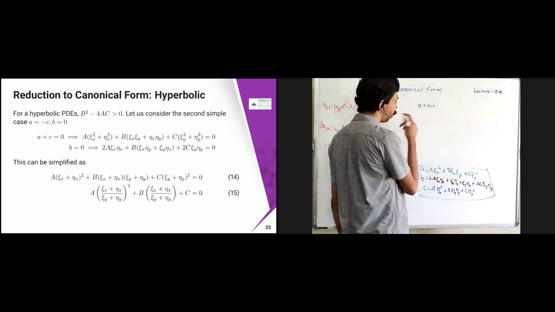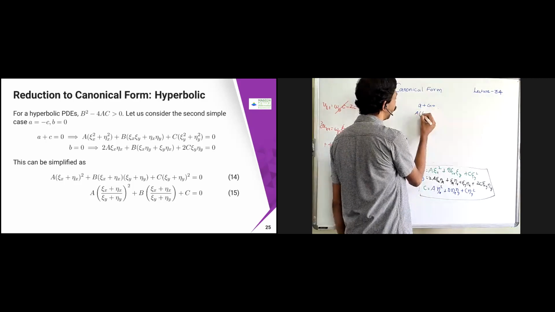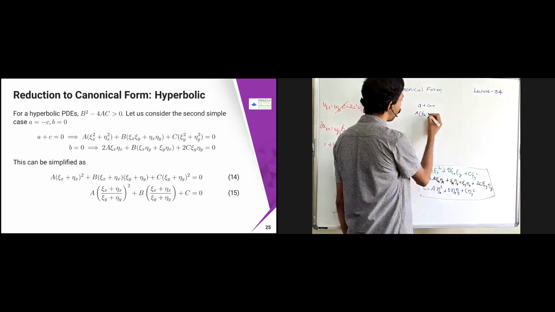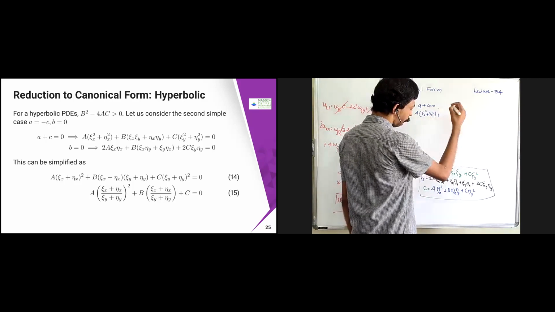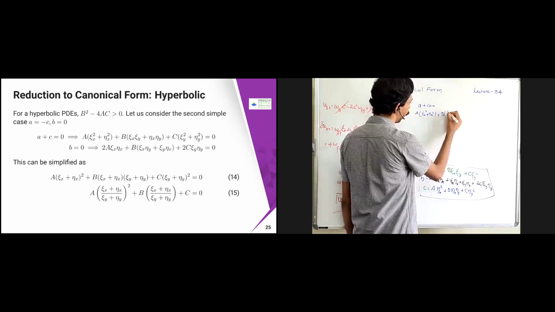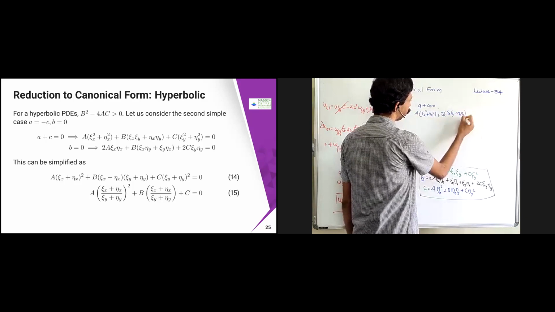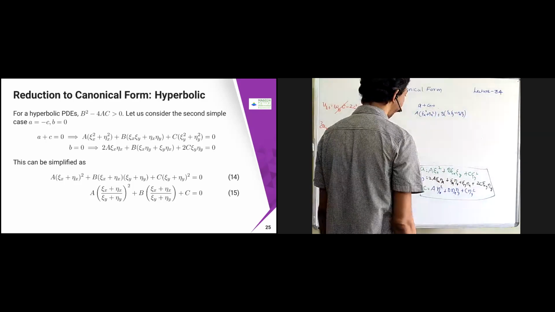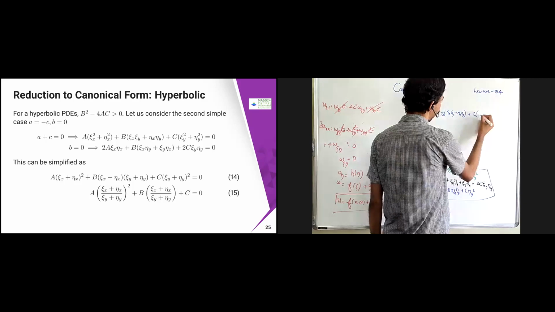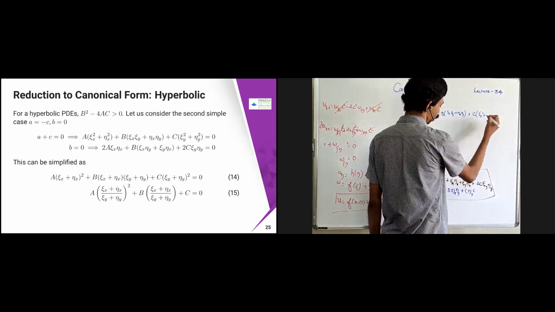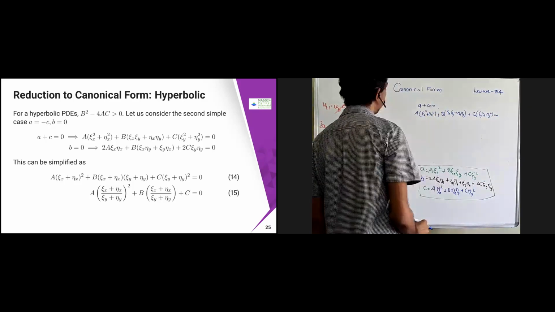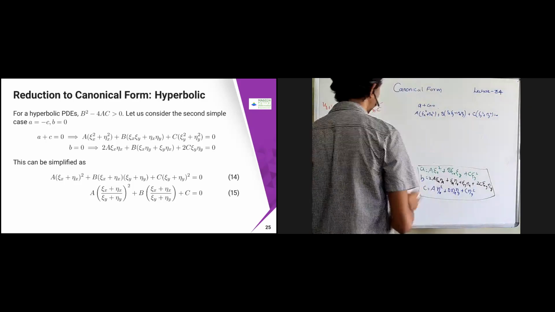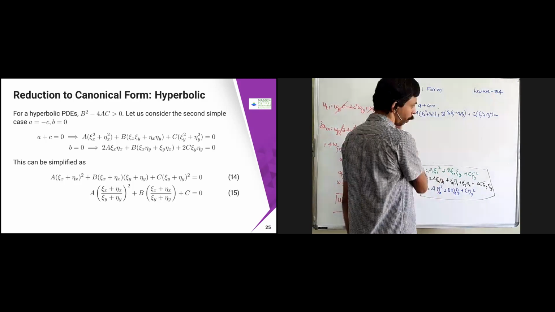So A plus C equal to 0 means I can write this as A into chi x square plus eta x square, plus B into chi x chi y plus eta x eta y, plus C into chi y square plus eta y square. And we have A plus C equal to 0, and we have one more condition, B is also equal to 0.